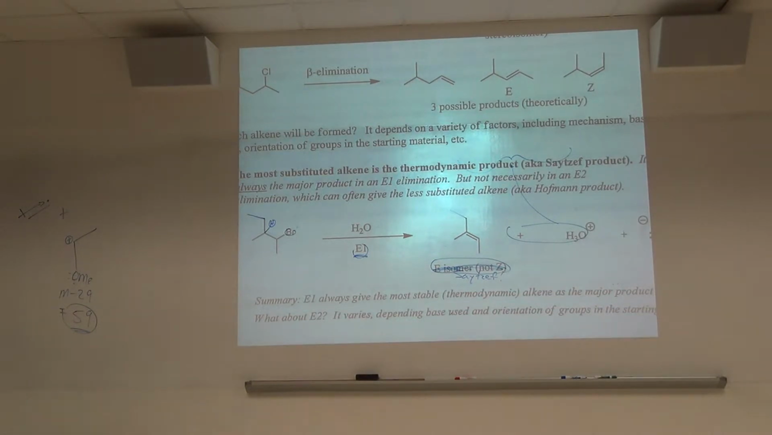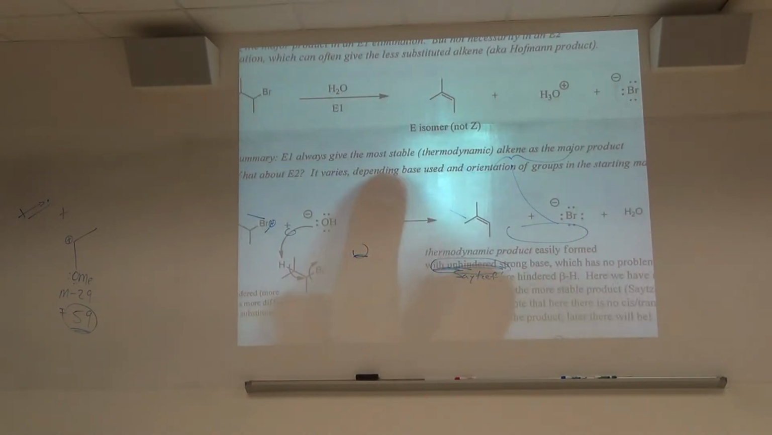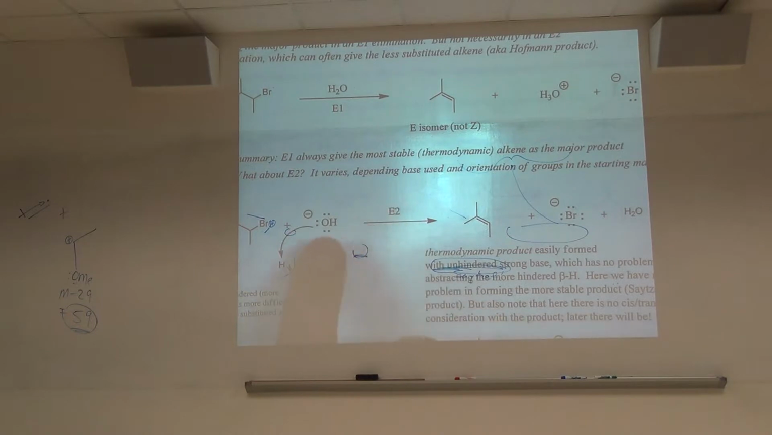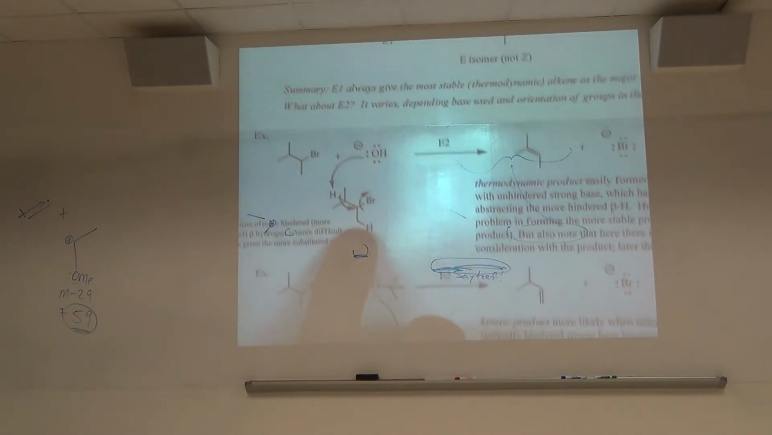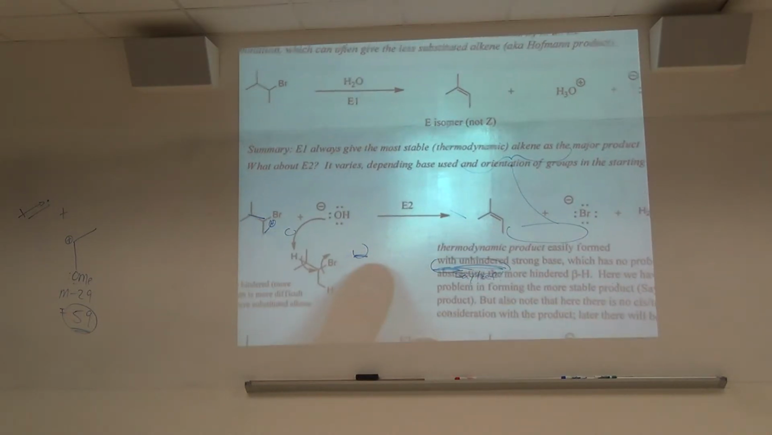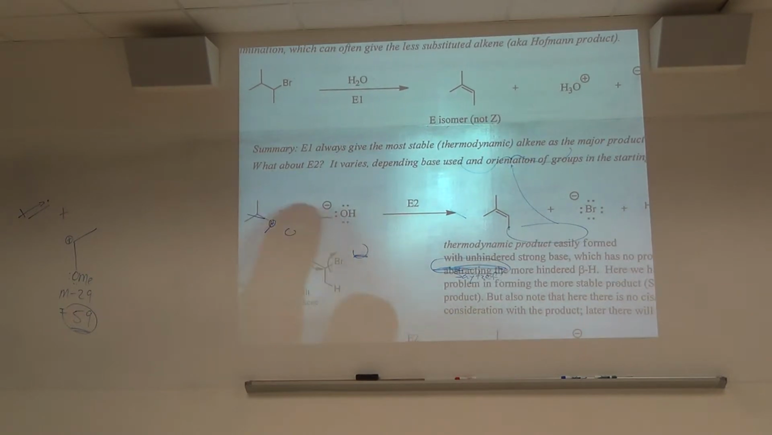Because we know E1 gives the most stable. E1, most stable would be Zaitsev, but also E. Big group's opposite. Okay, in summary, we've already said it. What about E2? Let's do an E2 down here. Now for E2, we need a strong base. So I'm going to include a strong base, like hydroxide.